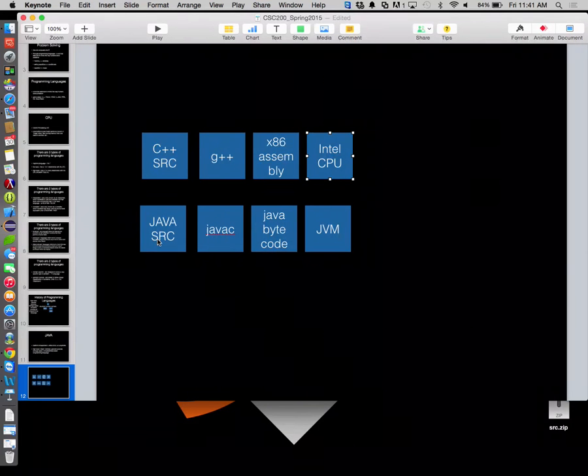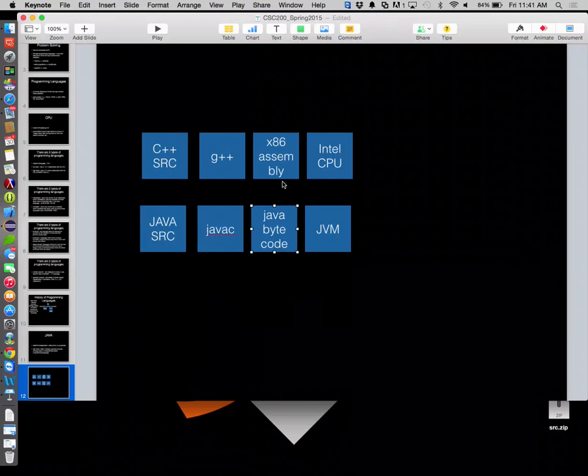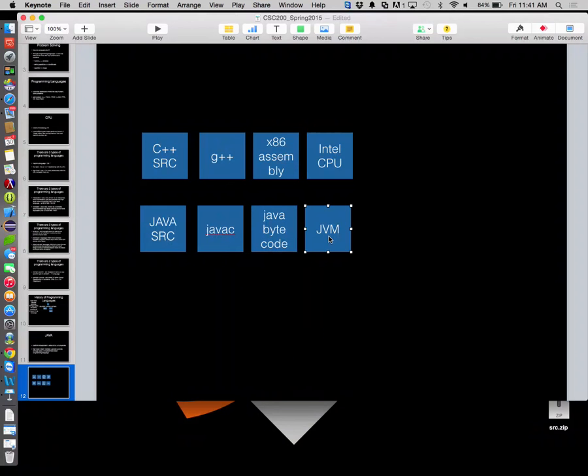This guy down here took our Java source code, which looks very similar to C++, compiled it, turned it into Java bytecode, another low-level language. We can call these guys synonyms. Okay? But this was a language that translates exactly to the CPU. This is a language that runs through a software-based CPU called the Java Virtual Machine.